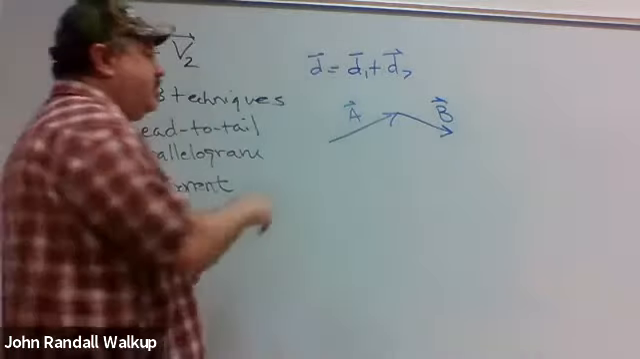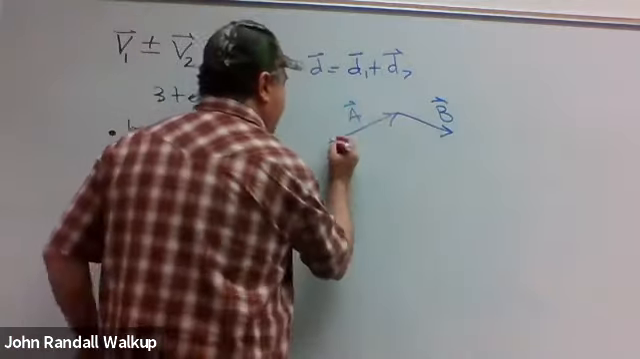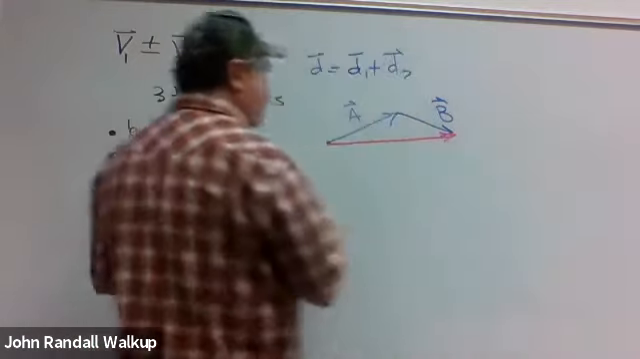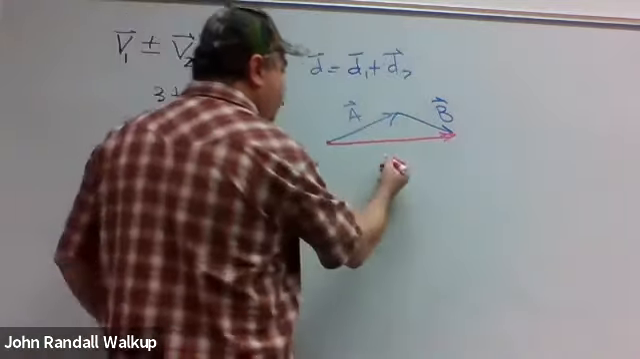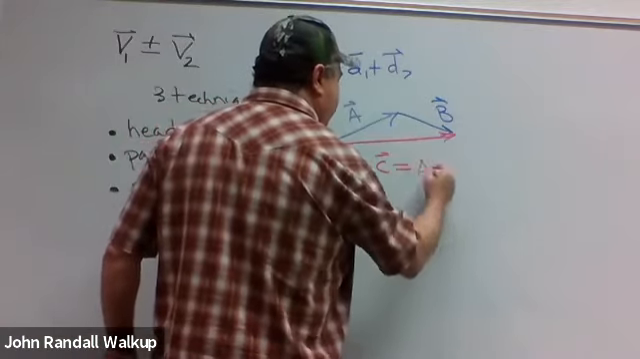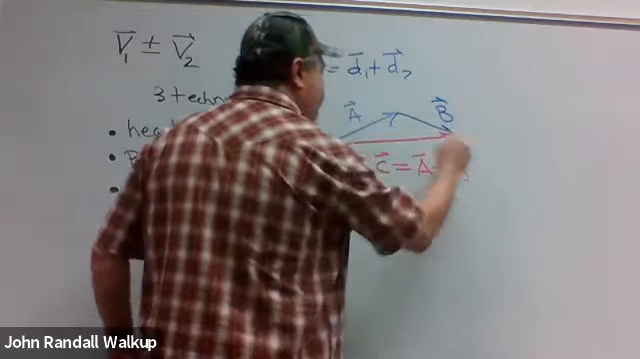And now, to find what A and B are equal to, I draw from the beginning to the end. And I usually will call this vector C, such that vector C is A plus B.